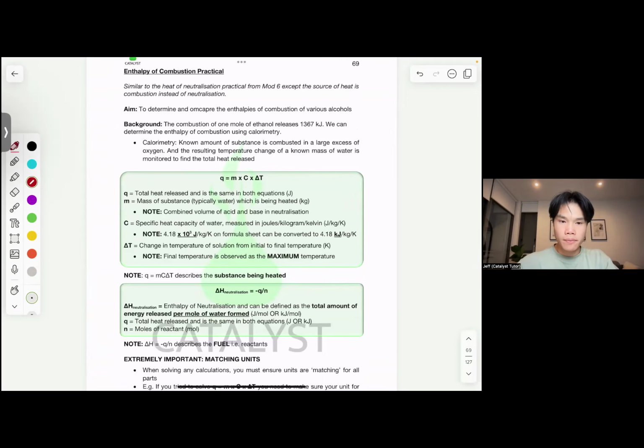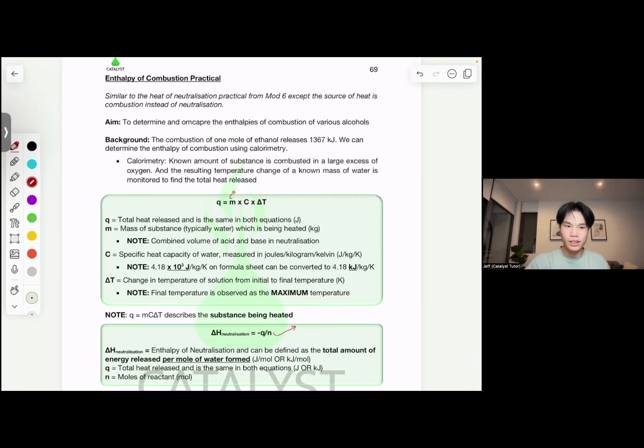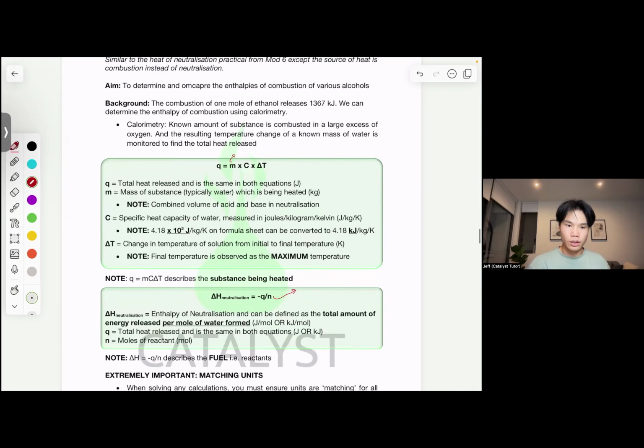Q equals m c delta T, and delta H equals negative Q on n. Hopefully this is fresh from yesterday. m refers to the mass of what? The substance being heated. And n refers to what? The fuel burnt, the reactant used. Good.